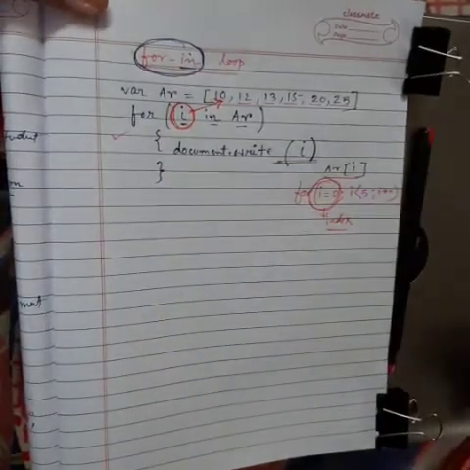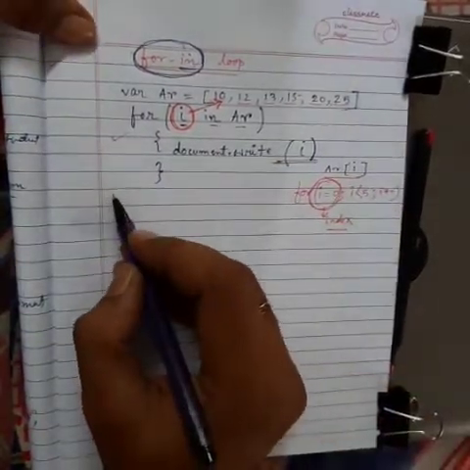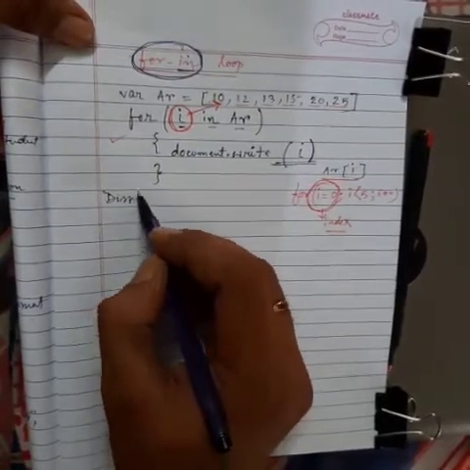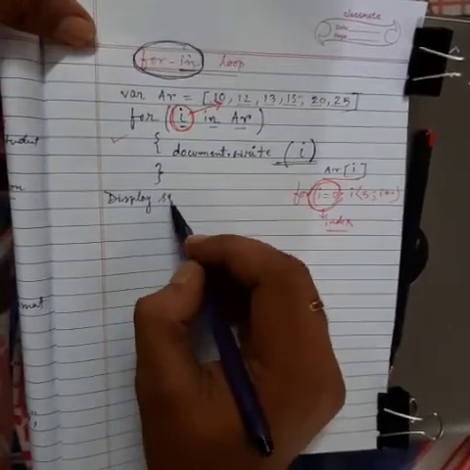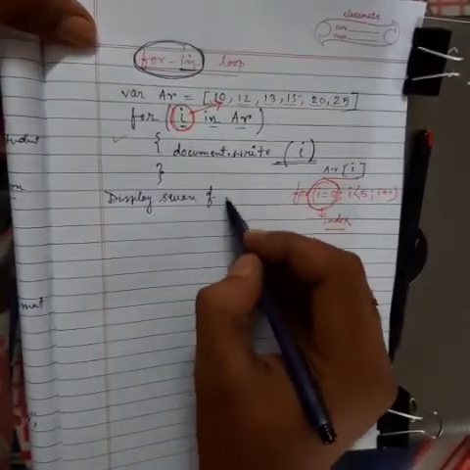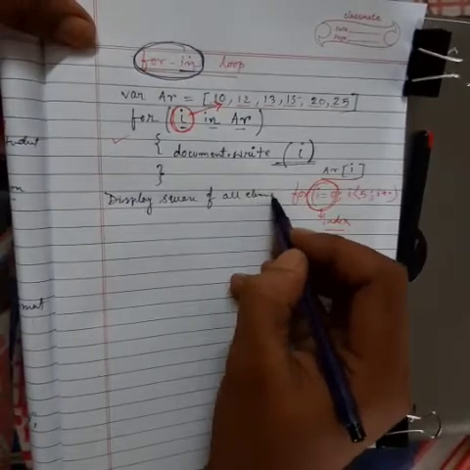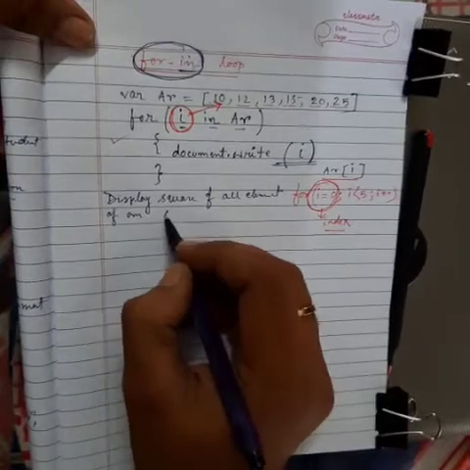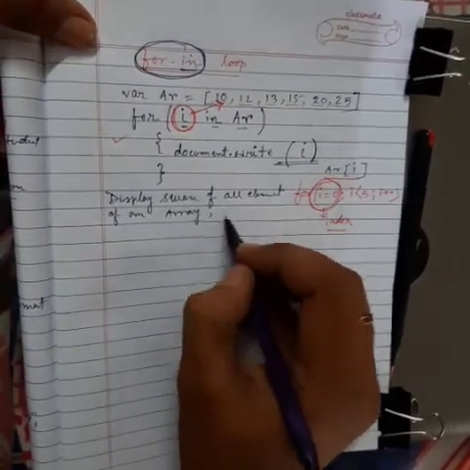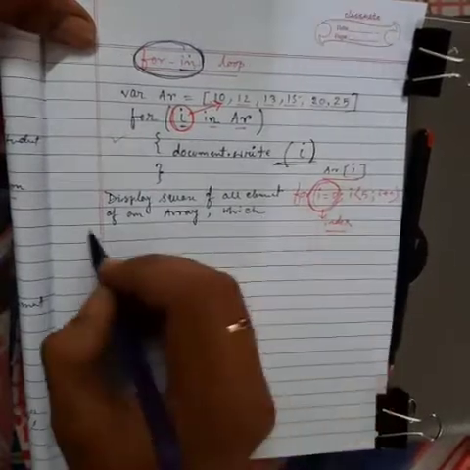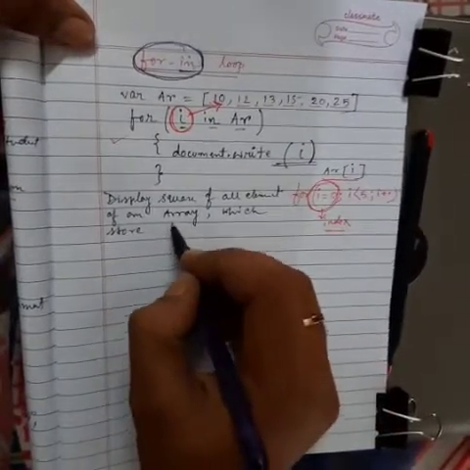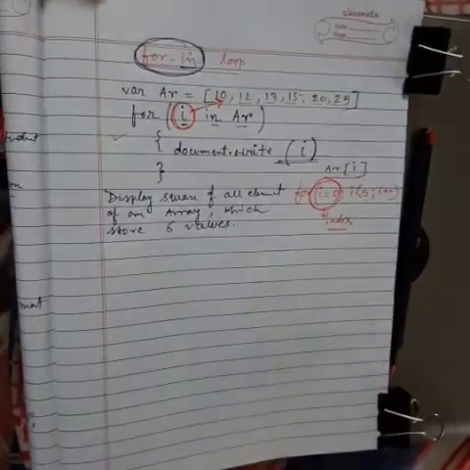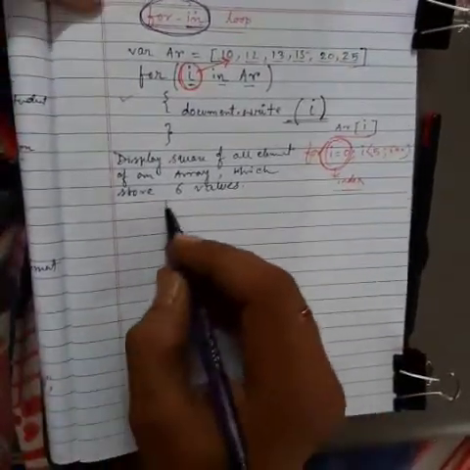So let's see some more examples using the for in loop. It will be our next question: display the square of all elements of an array which stores 6 values. So let's write the logic or program.